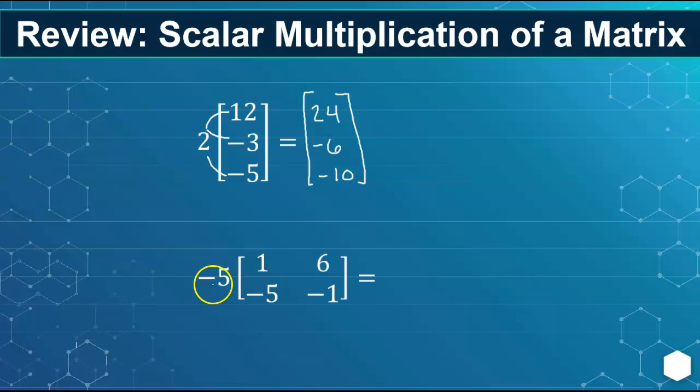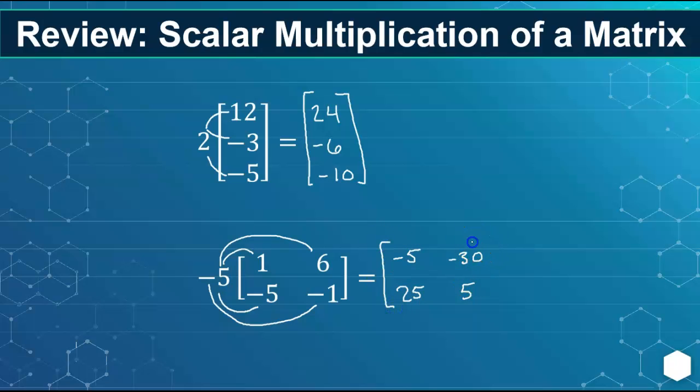Let's try this bottom one, -5, and we're going to multiply that by each of these elements. -5 times 1 is -5. -5 times 6 is -30. -5 times -5, okay, so a negative times a negative is a positive. 5 times 5 is 25. And then -5 times -1. Again, a negative times a negative is a positive, and 5 times 1 is 5. So there's our scalar multiplication matrix.